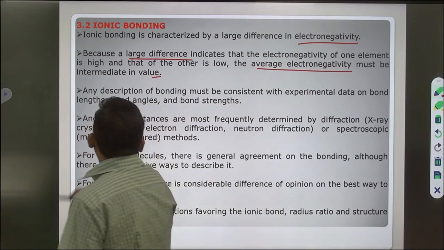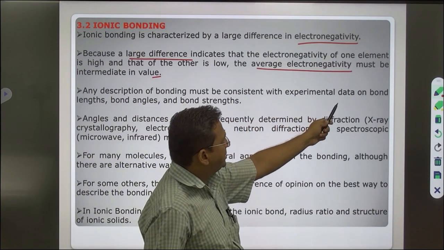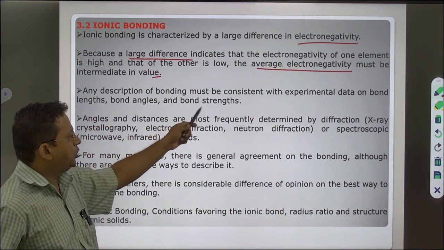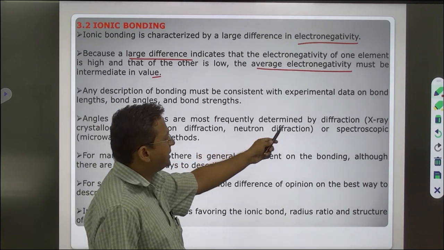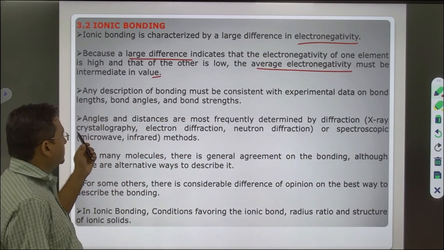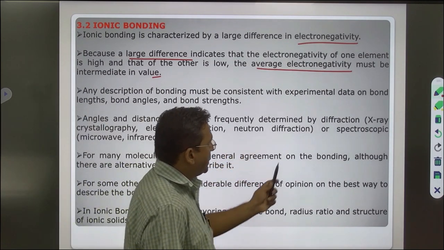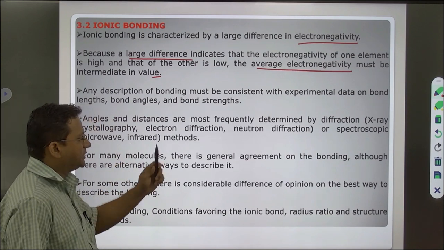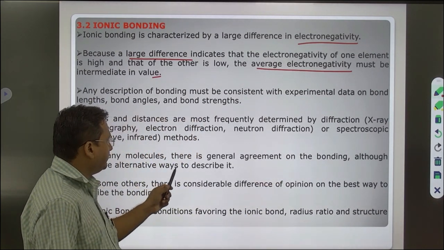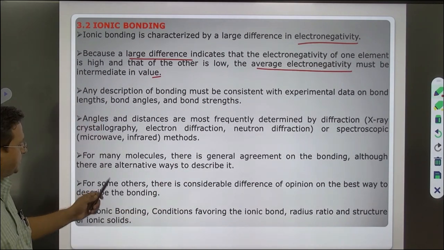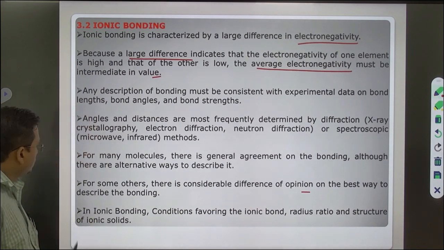Number 2, any description of bonding must be considered with experimental data on bond length, bond angle and bond strength. Number 3, angles and distances are most frequently determined by X-ray diffraction crystallography, electron diffraction, neutron diffraction, or spectroscopic microwave and infrared methods. For many molecules, there is general agreement on bonding, although there are alternative ways to describe it. For some others, there is considerable difference of opinion on the best way to describe the bonding.